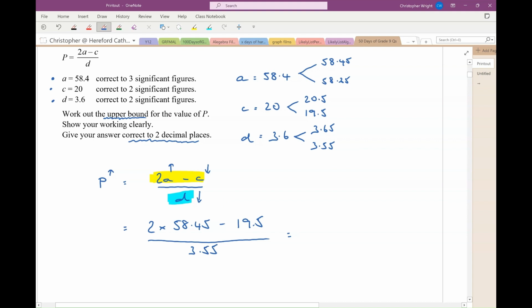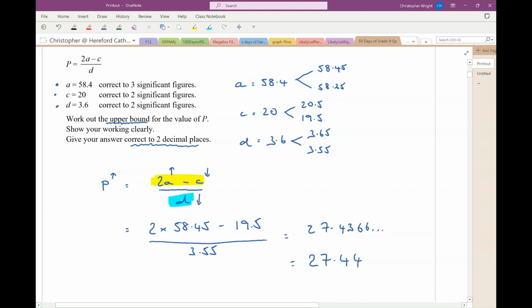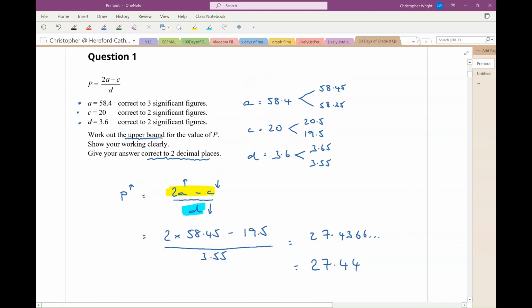Okay, so I'm going to put that in my calculator. I'm going to use the fraction function. 2 times 58.45 minus 19.5, divided by 3.55. Right, that gives me 27.4366 and so on. And I'm asked for the answer to 2 decimal places, so 27.44. And that is question 1.